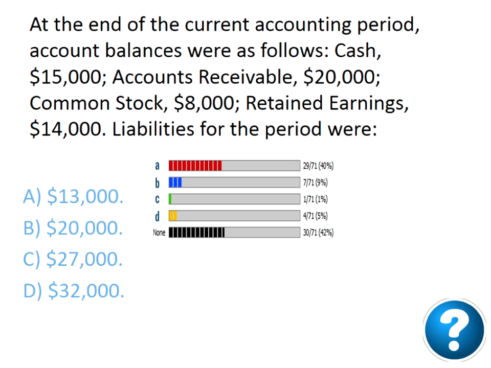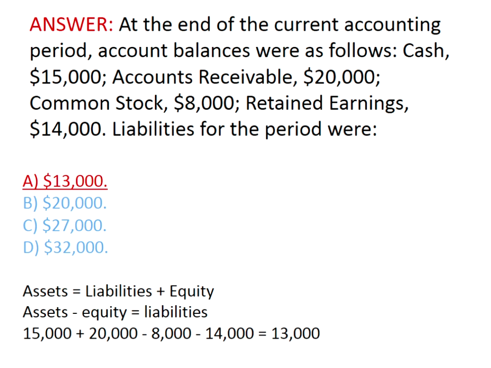Okay, so we have the popular answer, A, and then we'll go to the answer. And A is indeed correct, 13,000 is the answer. How we do that, we go back to our assets equal liabilities plus equity.